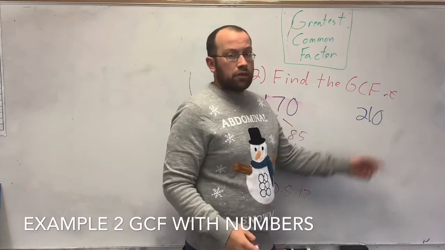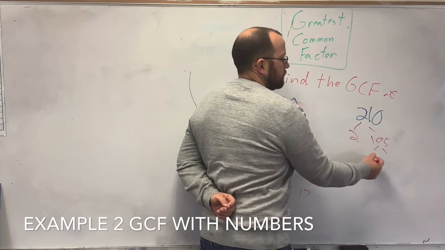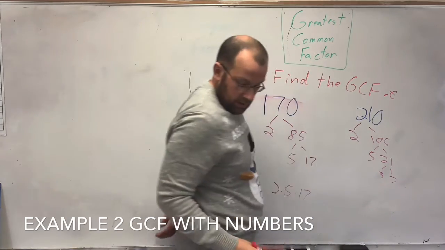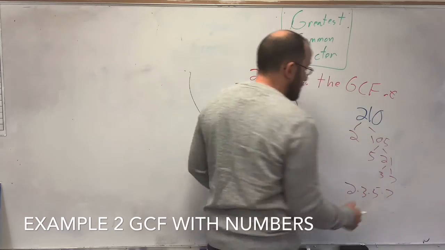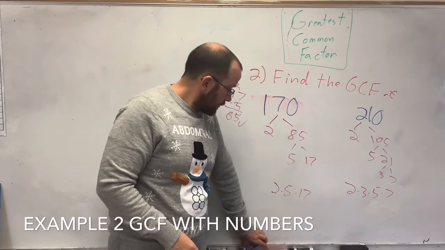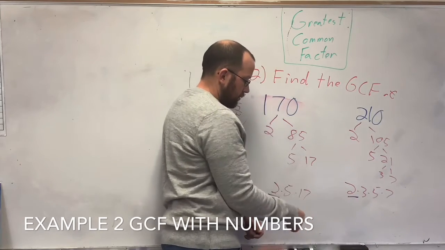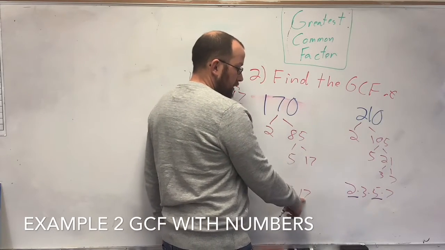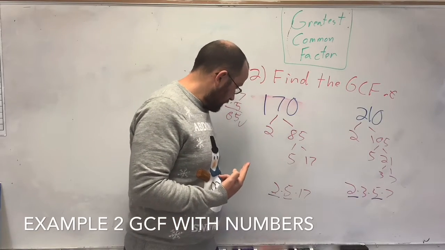Now I'm going to make a factor tree of 210. 2 and 105, and then 5 and 21, 3 and 7. So my numbers here are 2 times 3 times 5 times 7. Now I want to see what they have in common, or their factors. That has a 2 and that has a 2. This has a 5 and this has a 5. Does this have a 17? No. So 2 and 5 are my common factors here.